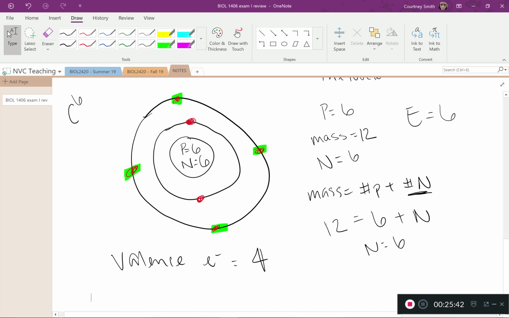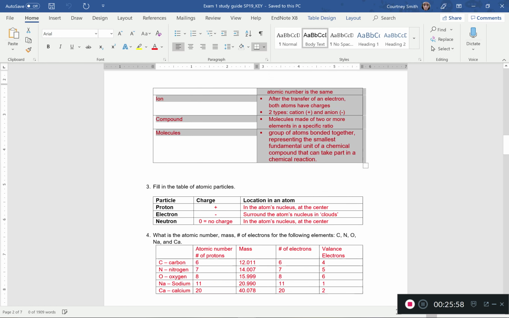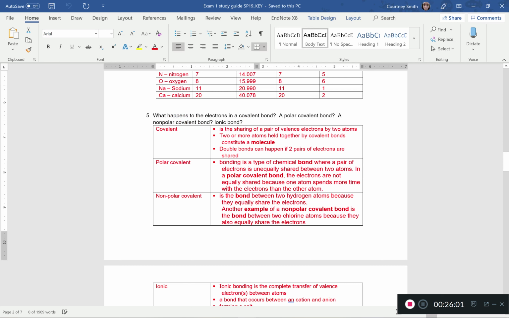Okie dokie. So now we're going to go over the different types of bonding. So we have polar covalent, nonpolar covalent, and what was the last one? Ionic bonding. So let me pull up this table.